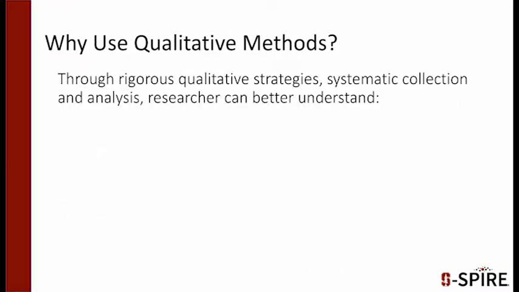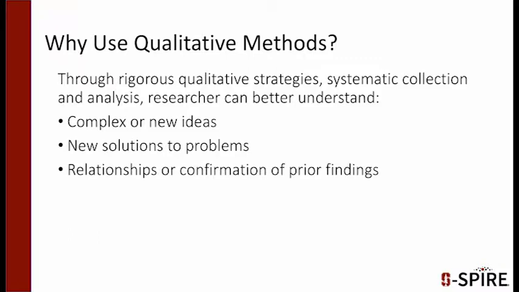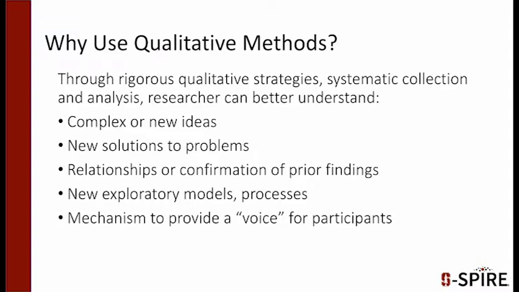Why use qualitative methods? Through a rigorous qualitative approach, we can do a systematic collection and a systematic analysis of the data so the researcher can better understand either new or complex ideas, some solutions to problems that may have previously been not known, understand relationships or a confirmation of other findings, describe or uncover new exploratory models and processes that again may have been previously unknown. And then this one's really important. It's often a mechanism to provide a voice for participants who regularly may not have a voice as well.